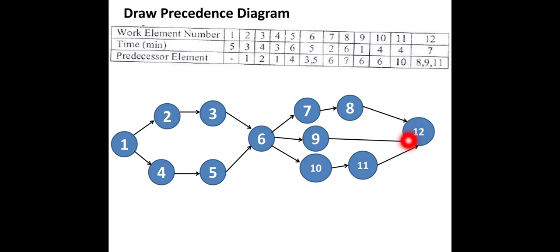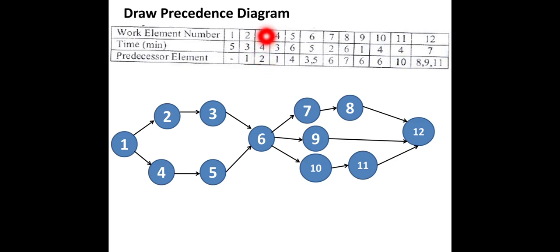Now I will again explain how I have drawn this precedence diagram. I have to consider the predecessor element row to draw the precedence diagram. Where I have the dash line, I need to consider that element first. So element number 1 has the dash line, and I have drawn it. Now I need to consider element number 1 in the predecessor element row, where I have 1 here and 1 here. So from 1 it goes to element number 2.